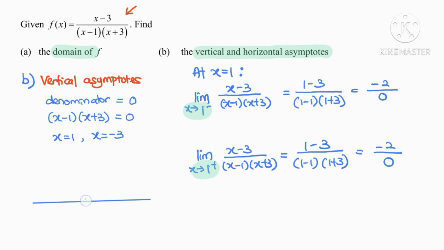So here is a number line. I put 1 here. When x is approaching 1 from the right side, we are going to substitute the nearest value, which is 1.1. And when x is approaching 1 from the left side, we are going to substitute 0.9. Now, for the first one, approaching 1 from the left, we are going to replace x with 0.9. We will replace it over here.